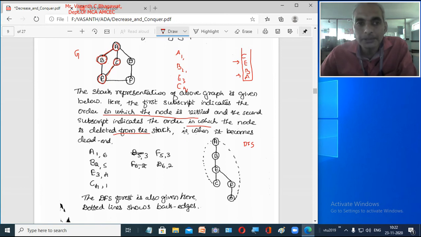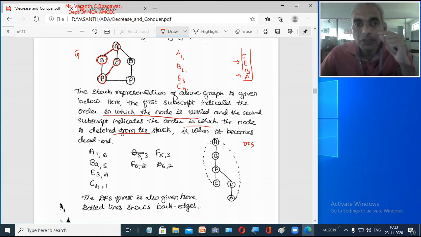Now from C, we repeat the same process. Look at all the adjacent nodes. When you are at C, C has 2 adjacent nodes. One is A and the other one is E. Since both are already visited, A is present in your stack, E is also present in your stack. So you have reached a dead end. You don't have any nodes to go further. It does not have any child node.